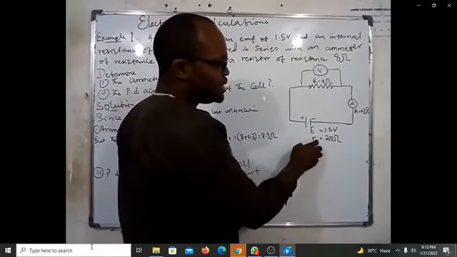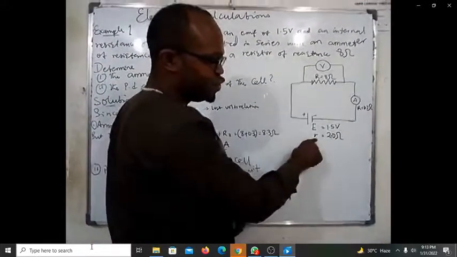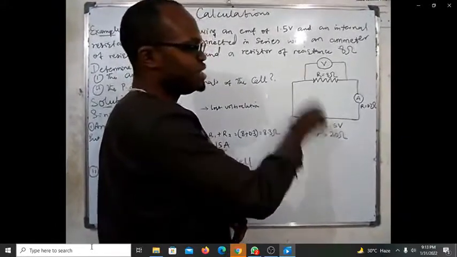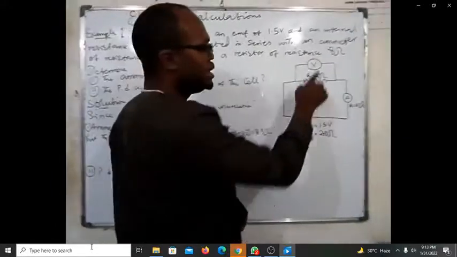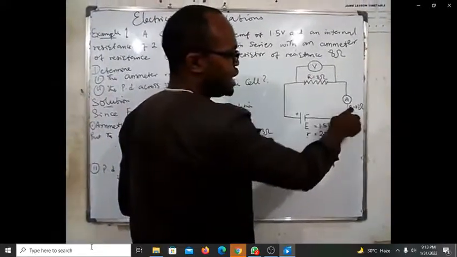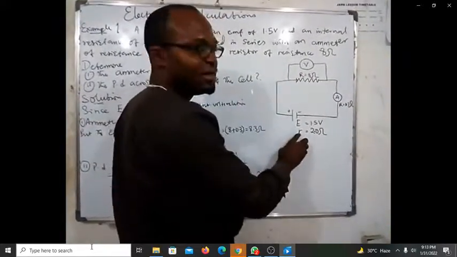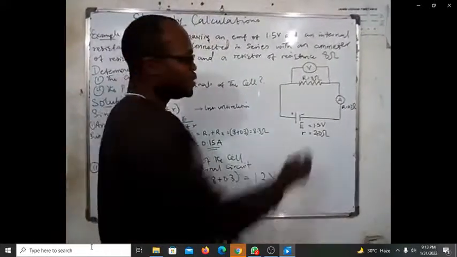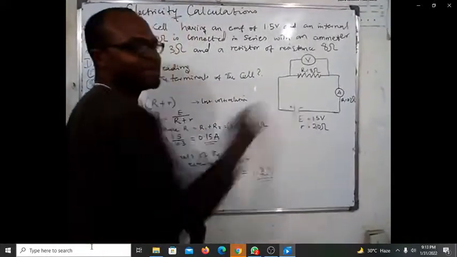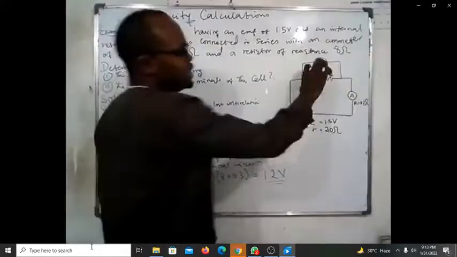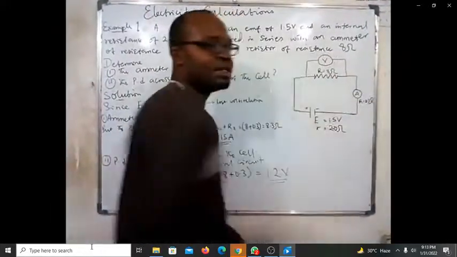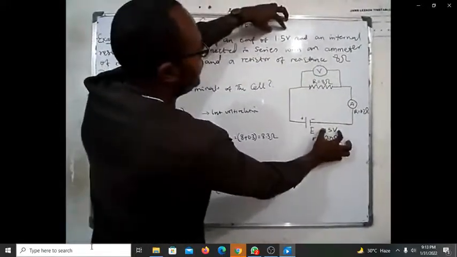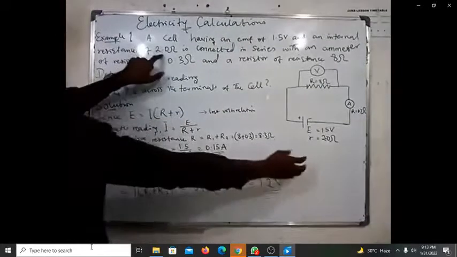Whenever you are representing the internal resistance of a cell, you use lowercase r. But when you are representing the normal resistance, you use uppercase R. But here you see r. This r and this R, all of them mean resistance, is it not? But this small one means the internal resistance of a cell. But this one is the normal resistor resistance. Is that clear?